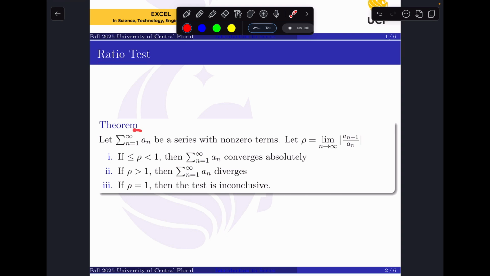Suppose we have a series, the sum from n equals 1 to infinity of a sub n, and we have non-zero terms. We're going to let rho be the limit as n goes to infinity of the absolute value of the ratios of subsequent terms, a sub n plus 1 over a sub n. And we have three different cases.